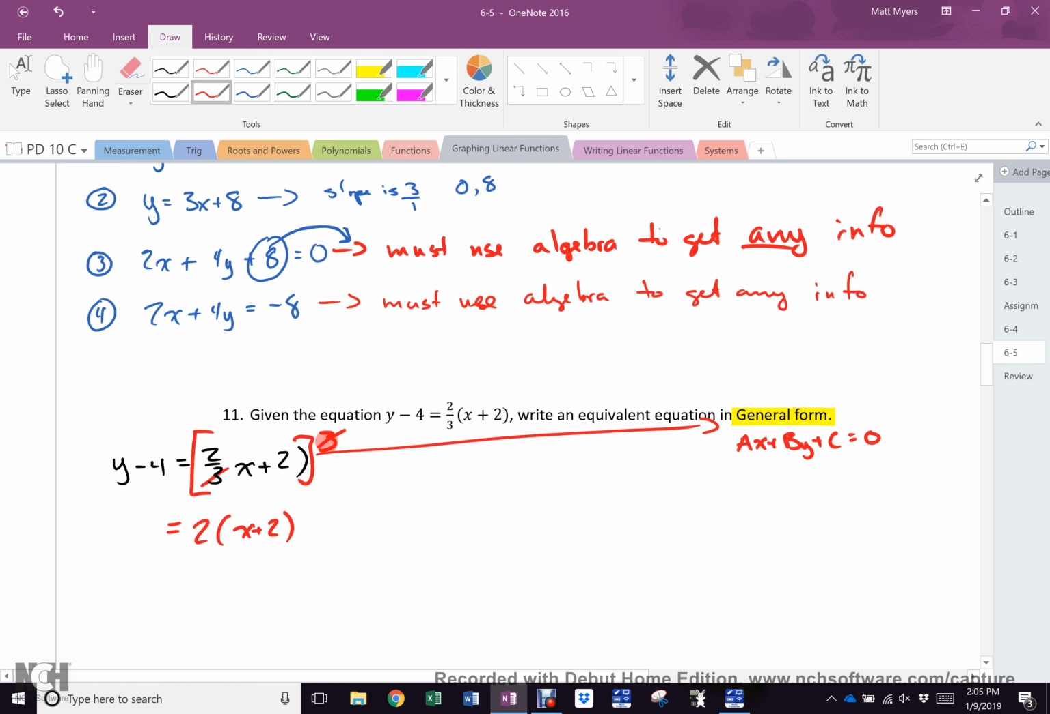If you multiply this side by 3, what do you do to this side? What do you get? Now, what here must I change to get to my goal? I should do what? Get rid of the brackets.